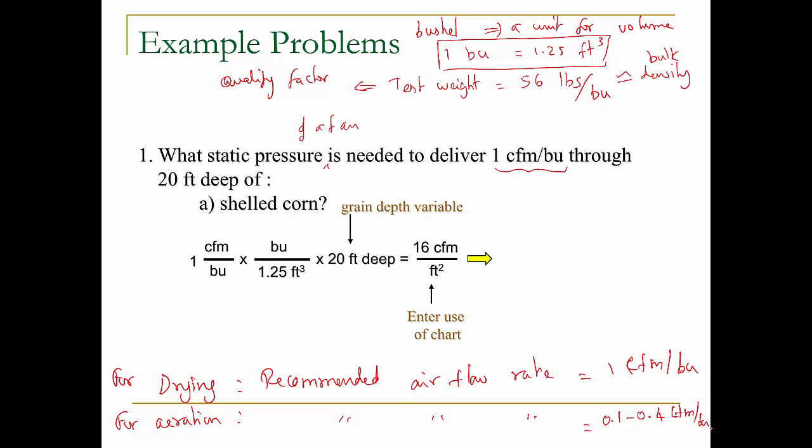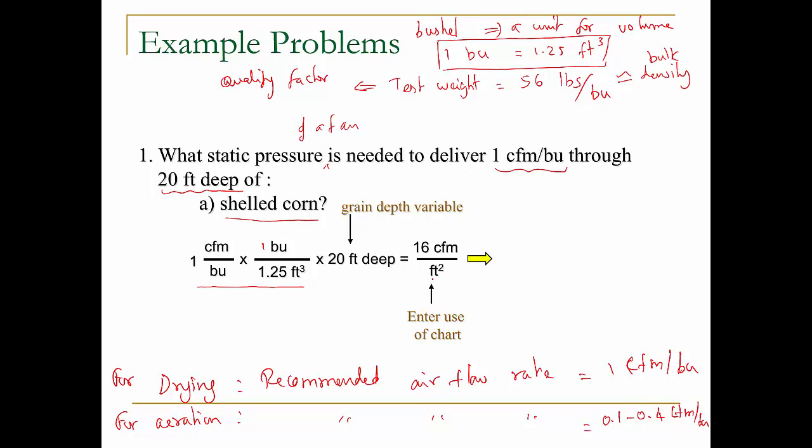So if I have a bin of, let's say, 1,000 bushels, then I need to have a flow rate of 1,000 CFM, because it is multiplied by 1 CFM for drying. And let's say I have stored grain in the bin 20 feet deep. Okay, so this is shelled corn. 1 CFM per bushel, I convert it to cubic feet. 1 bushel divided by 1.25 cubic feet, and I multiply by the 20 feet deep, I get 16 CFM per square foot, which is nothing but almost the airflow velocity. This is basically the flow rate divided by the cross-sectional area.